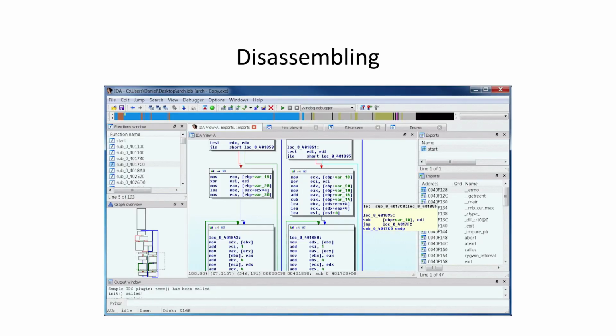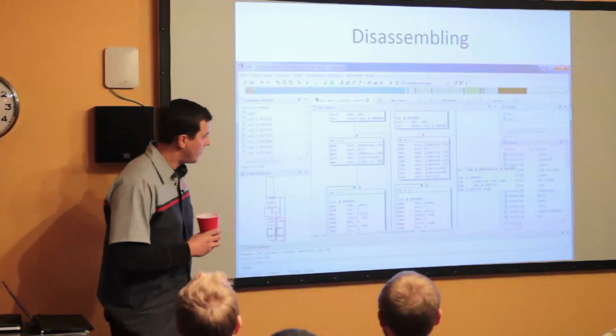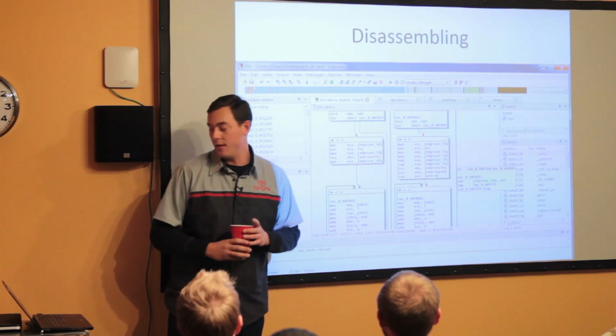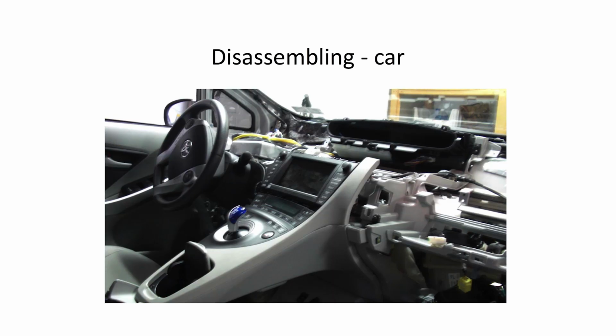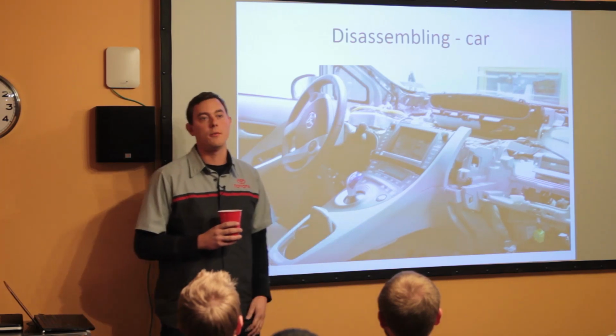Disassembly, at this point in our careers, was second nature. You get a binary, you put it through IDA, you start disassembling it, trying to figure out what's going on. You know the architecture. Disassembling a car, a little bit more of a daunting task. You didn't need this to do what I'm going to show you, but we wanted to see where the actual computers were located in the automobile.